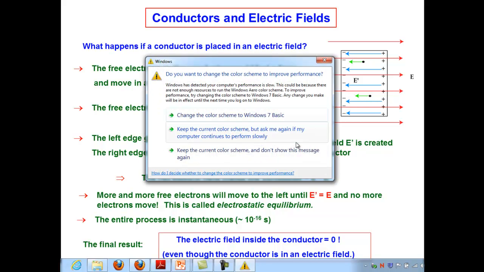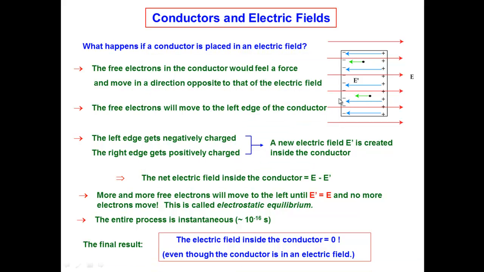More and more electrons will move until there's enough electrons on the left side so that the internal field, E prime, equals E. And that would mean no more electrons would move, because the net electric field at that point inside the conductor would be zero. So no charges would move anymore. That state is called electrostatic equilibrium. Equilibrium meaning the same force, no force. So those electrons would stop moving, and this entire process in practice is nearly instantaneous. It happens in just a tiny, tiny fraction of a second.